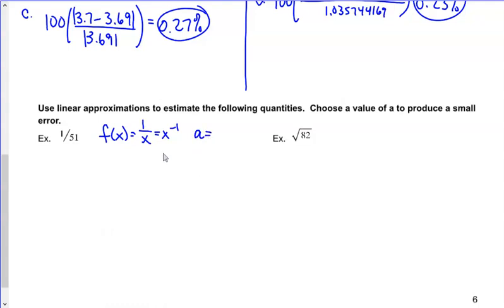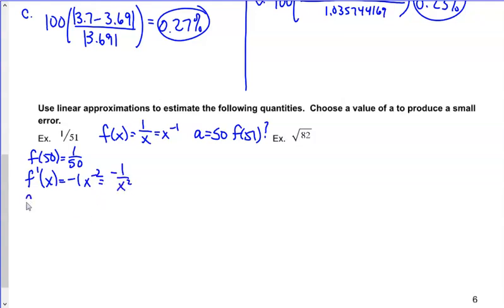I'm going to choose A to equal something close to 51. I'm going to choose 50. So what I'm out to find is what is f of 51. That's the actual one, but we're going to use a linear approximation for that. So I'm going to find out what is f of 50, and in this case it would just be 1 over 50. I now need to find out the derivative so I can find f prime of 50. So I'm going to multiply out front, gives me negative 1 x to the minus 2, which is the same as negative 1 over x squared. So therefore f prime of 50, when I plug that in, gives me negative 1 over 2500.